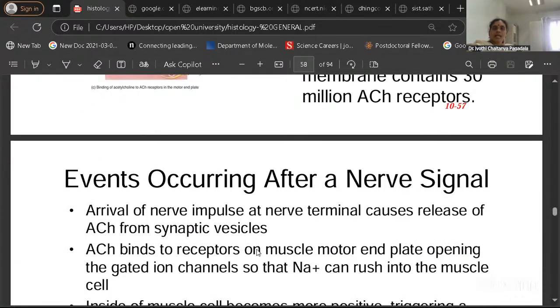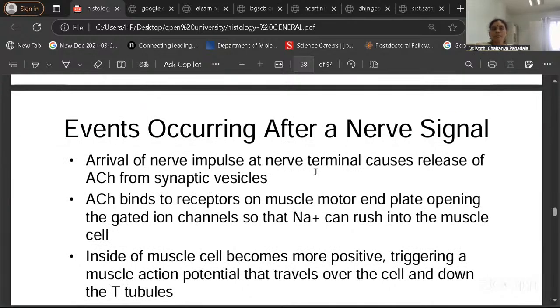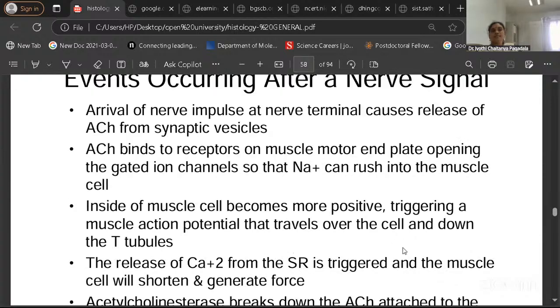The events which occur after a nerve signal: arrival of the nerve impulse at the nerve terminal causes release of acetylcholine from synaptic vesicles. Acetylcholine binds to receptors on the muscle motor end plate, opening the gated ion channels so that sodium ions can rush into the muscle cell. The inside of the muscle cell becomes more positive, triggering a muscle action potential that travels over the cell and down the T tubules.